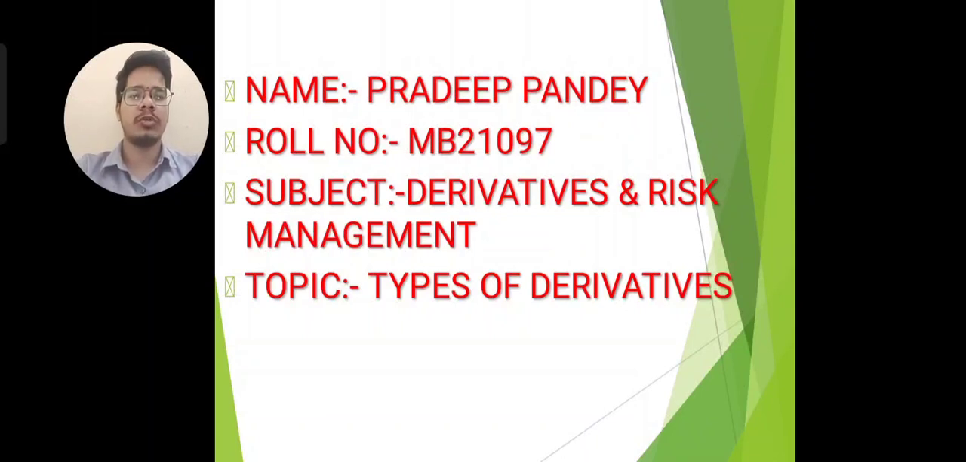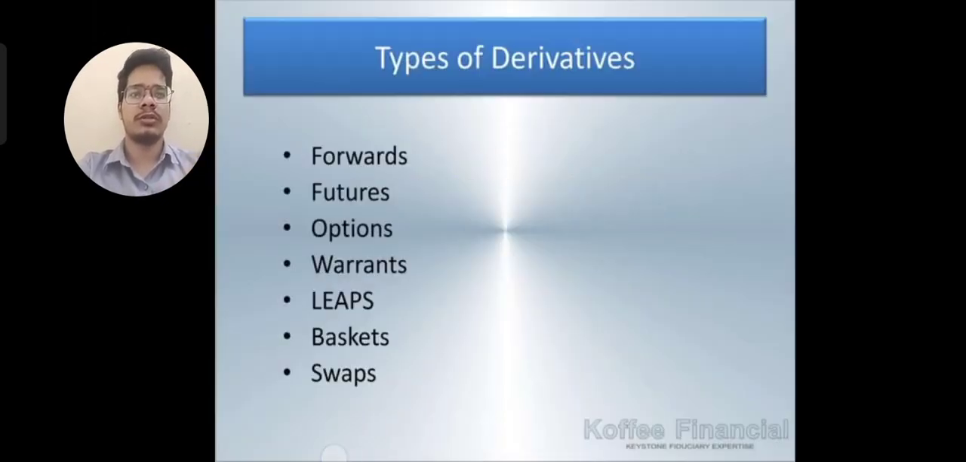I will be introducing you my topic: types of derivatives. There are some types of derivatives as follows: forward, future, option, warrants, leaps, baskets, and swaps.